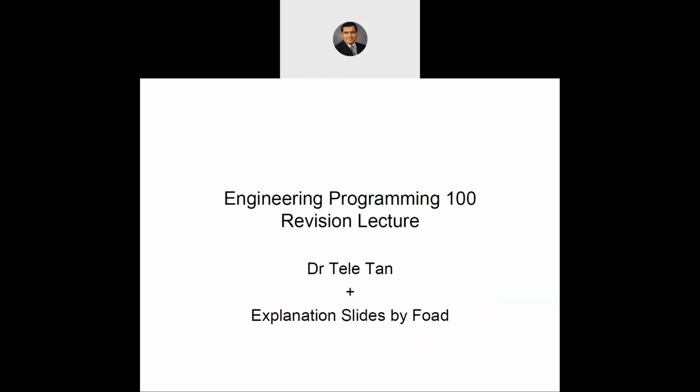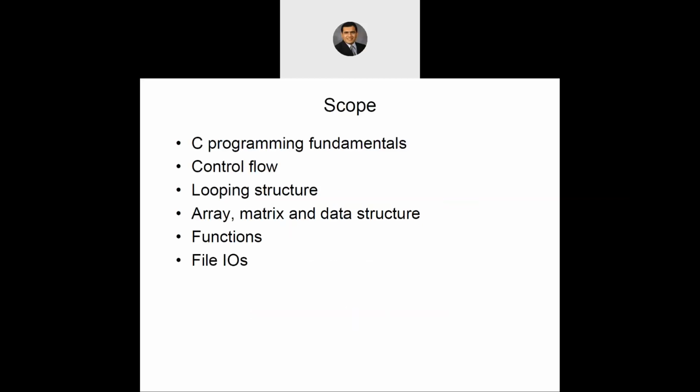So here we are, the last lecture, a revision lecture. What did we study this semester? We studied C programming fundamentals, we studied control flow, we studied looping structure, we studied arrays, matrix, and data structure. And finally, we ended it all with functions part 1 and 2, and finally with file input and output. And these concepts we have already implemented in our assignment, which is due on 5th.